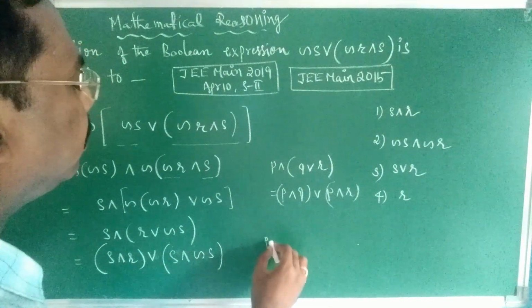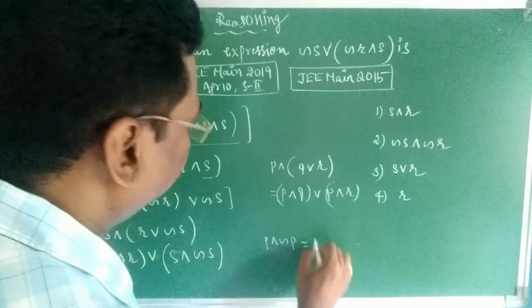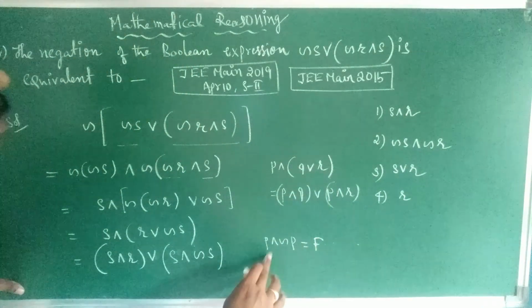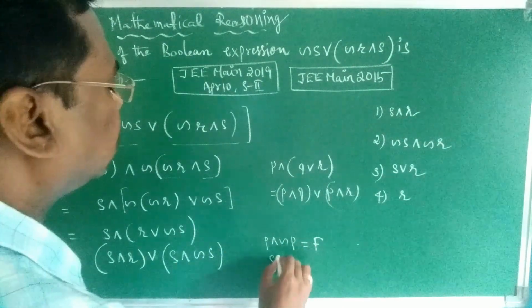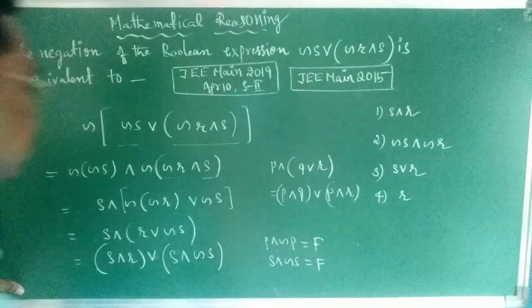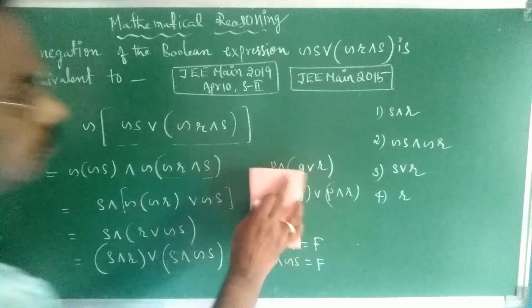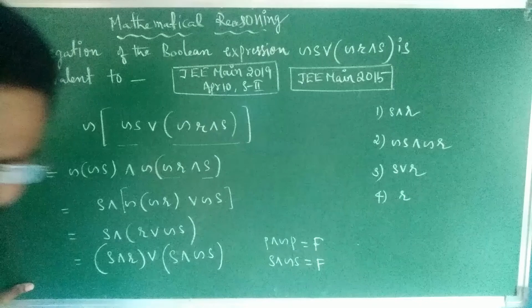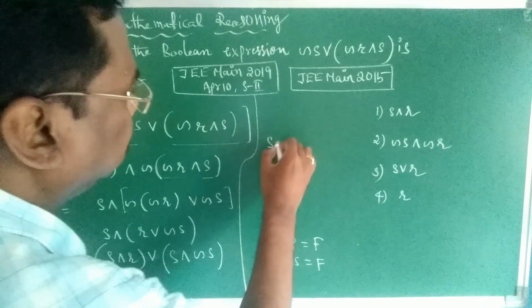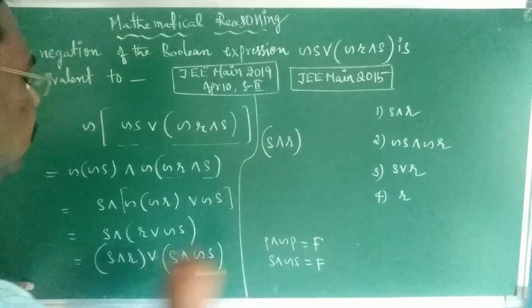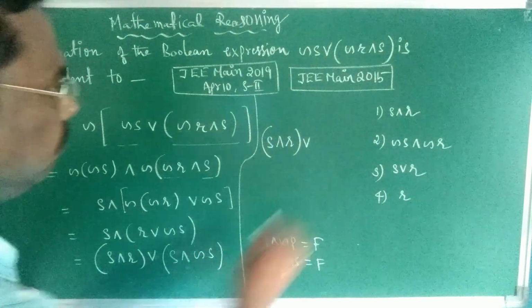Now P and negation P is equal to falsity. P and negation P is equal to falsity. Now S and negation S is also equal to falsity. So S and negation S, that value is equal to falsity.